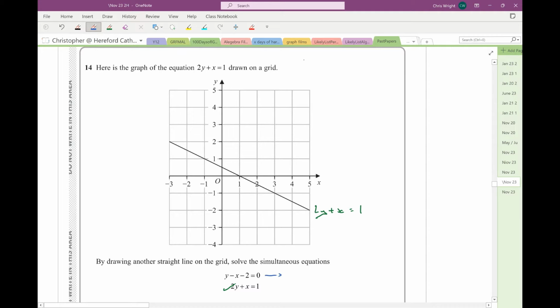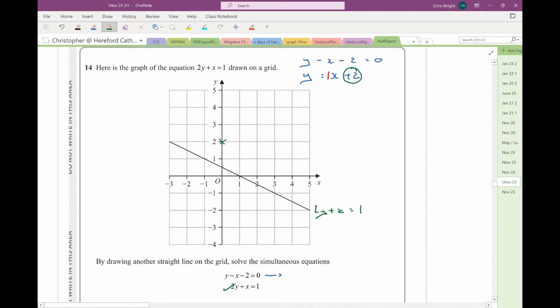Now that line is y minus x minus 2 equals 0. Now, if I'm going to plot it easily, I think I'm going to write it as y equals. So I'm going to add x and add 2 to both sides, because now I can read off the gradient, which is 1, and the y-intercept, which is 2. So I know it's going to cross the y-axis at 2, and I know it has a gradient of 1.